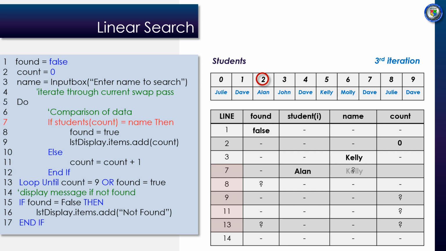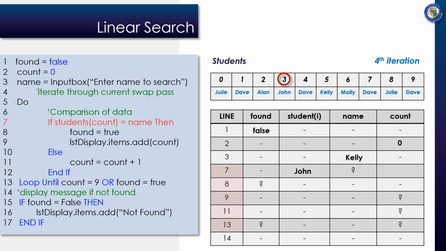Student I will be Alan. Again, we're looking for Kelly. Found is still false. Count at line 9 is still 2. At line 11, we will increment this time to 3. Count is still 3 and we are still at false in this case. Again, we iterate round.